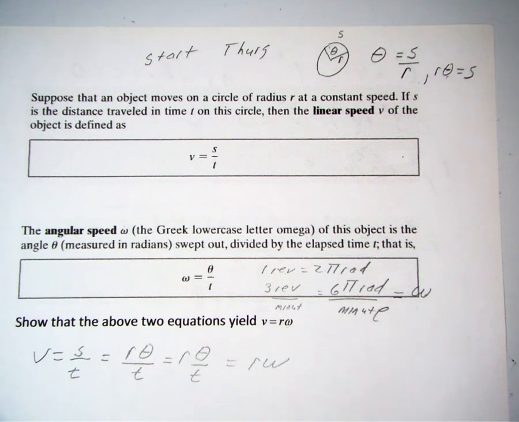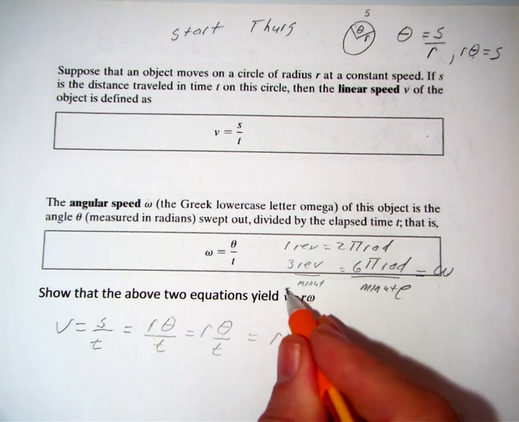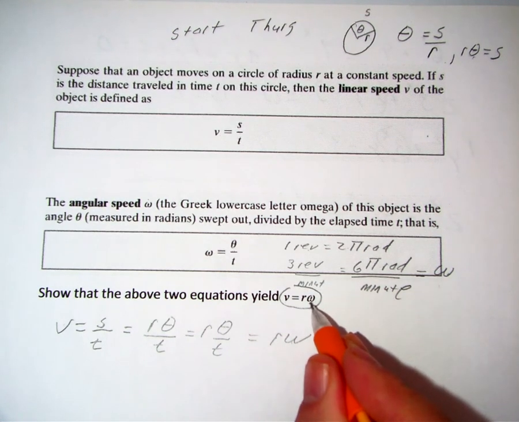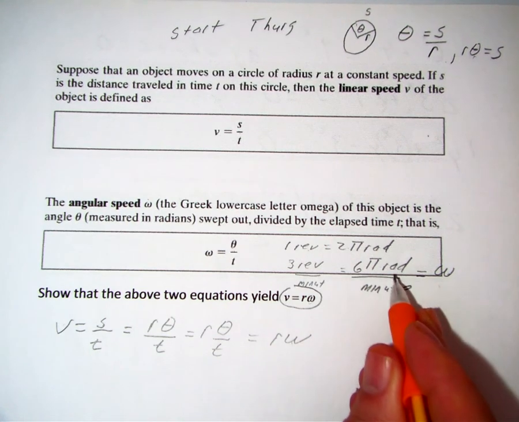So again, folks, the connection between angular velocity and linear velocity is this simple looking result right here. And just get used to this Greek omega, the curvy W, the omega. That is not linear speed. That is angular speed. And we've seen an example of angular speed.